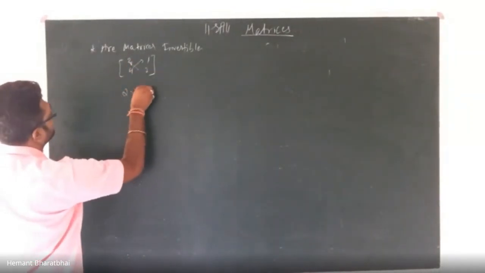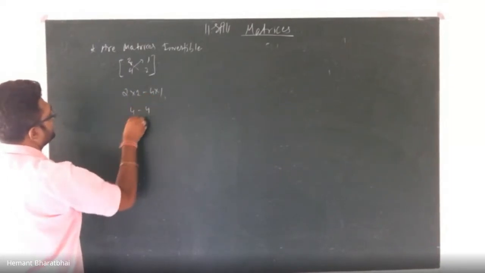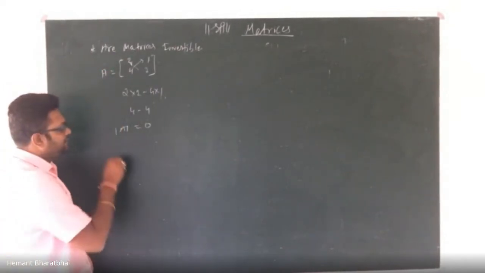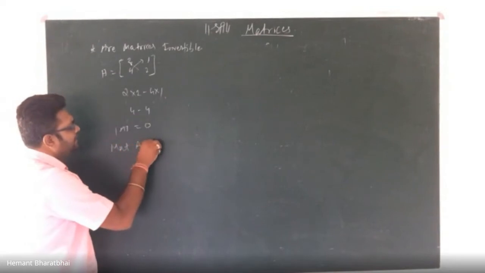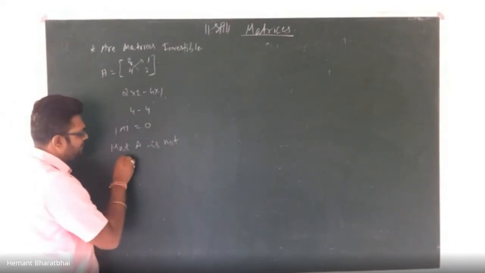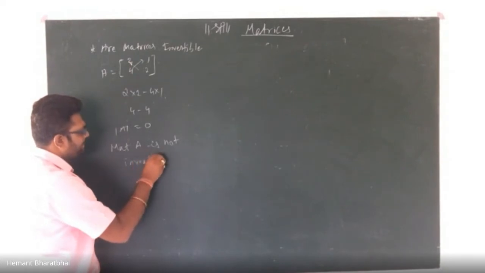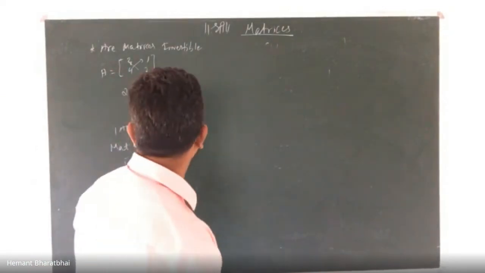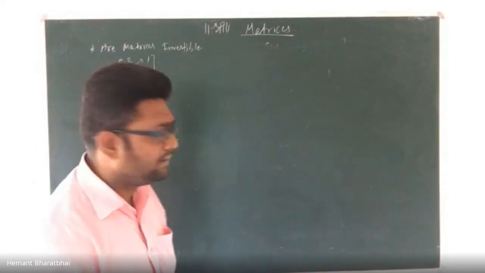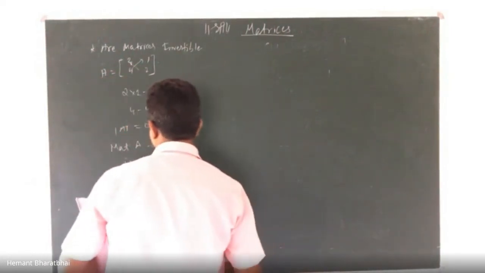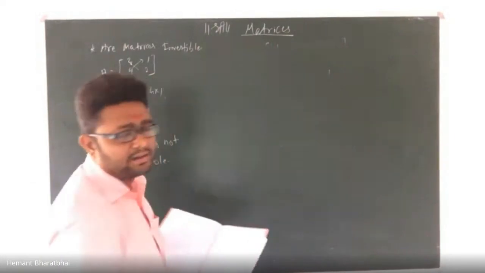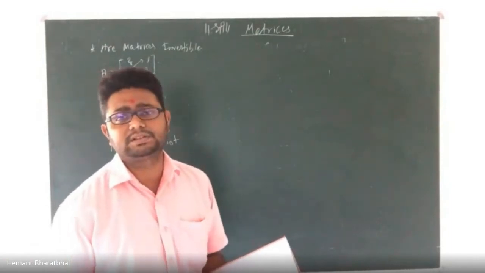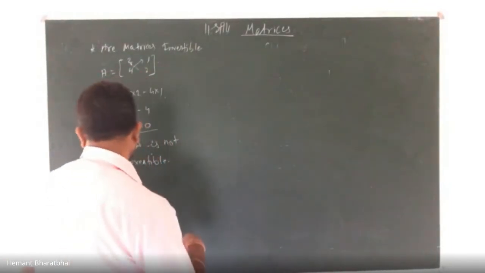The determinant will be 2 into 2 minus 4 into 1. So 4 minus 4, which is 0. So determinant of matrix A is 0, therefore matrix A is not invertible. That is, the inverse of this given matrix does not exist. We get 0, and we had seen that the formula is 1 upon determinant of A, and if the determinant of A is 0, it will become 1 upon 0, which is infinity, which is not defined. Hence the inverse does not exist.